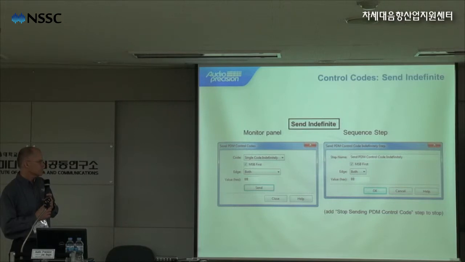And then the third choice is to send indefinitely. So you just choose with this control, send a single code indefinitely. Same controls for the edge and the MSB first. You specify the value and you click the send button. And I think it'll send as long as the button is depressed. And then for a sequence step, same thing, you add a sequence step that sends codes indefinitely. And there's a similar sequence step to stop sending PDM control codes, to stop it at whatever part of the sequence you want to.